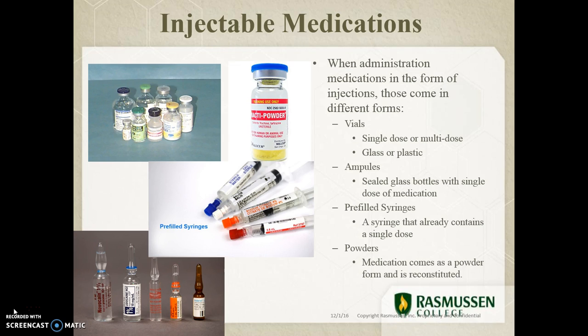Ampules are small sealed glass bottles that contain a single dose of medication. With them being glass and sealed, you will need to break the vial in order to use it. I always suggest that students use a cotton swab or an alcohol prep pad. And pre-filled syringes are just like they sound like. They're a syringe that already contains the amount of medication that you need in order to administer. All you will need to do is put a needle on it and you're good to go.